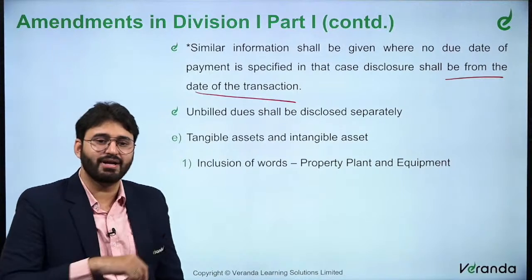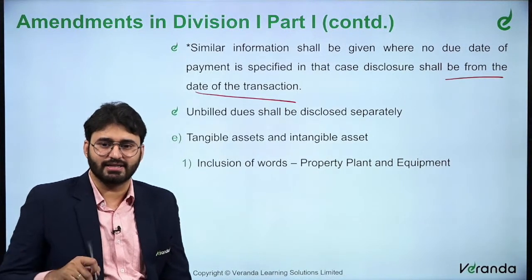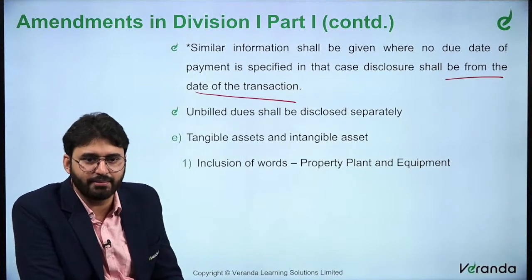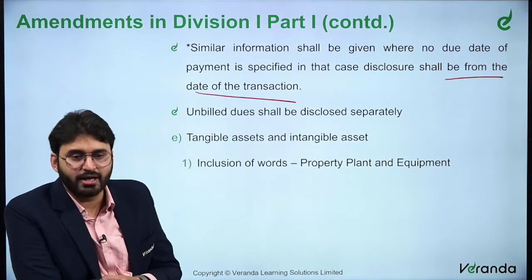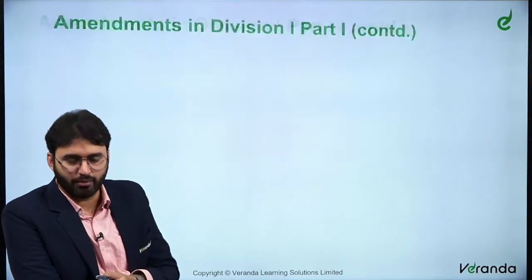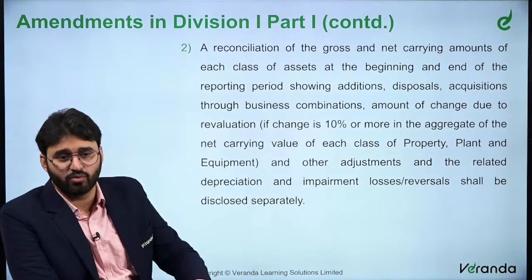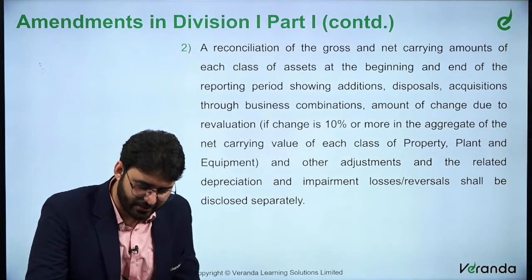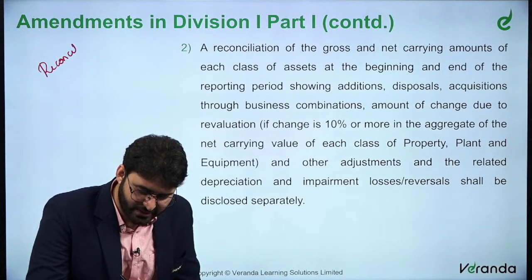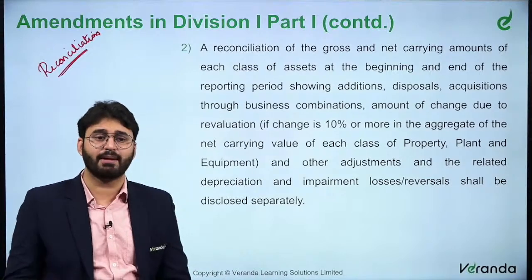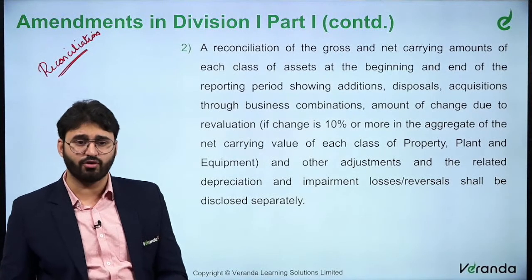Next is tangible asset and intangible asset. So inclusion of the word property, plant and equipment, I have already explained. Now fixed asset is all gone. They have included the word property, plant and equipment. Now what is the change? So a reconciliation has to be given. So this was already given earlier. Again, they have specified there is no prescribed format of this.